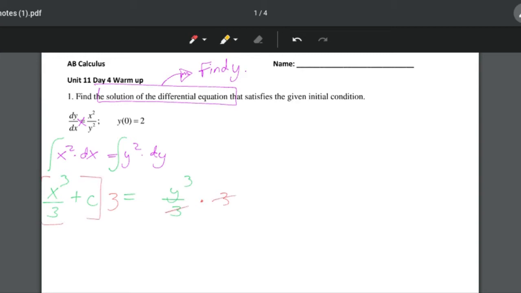On the right side, the 3's cancel. So on the left, we have to distribute the 3. If we distribute it to the term on the far left, the 3's cancel, and we're left with x to the third. If we distribute it to the c, we're left with 3c, and we have y to the third. We said in the day 2 notes that anytime your constant gets more complicated than the letter c, which happened here, our constant became 3c, that's when you should rename your constant.